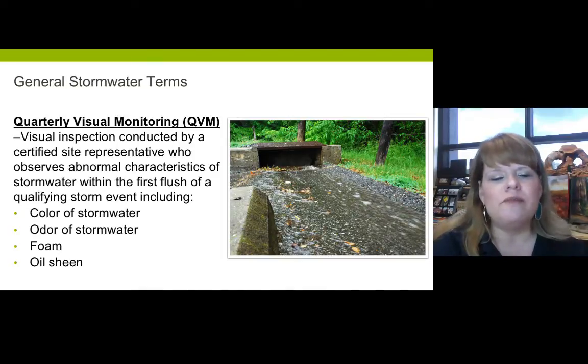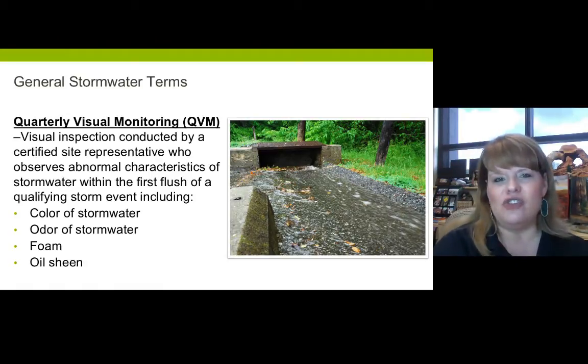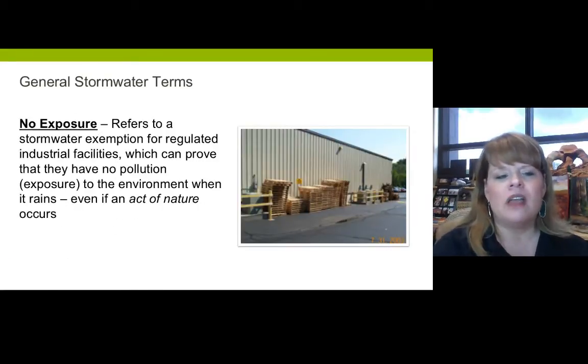things to look for. So who's qualified and certified to do this? Whoever's deemed in the Stormwater Pollution Prevention Plan, or SWPPP, as being the person who can recognize these. There's no special certification. You don't have to go to school for it or anything like that. It's just that you know your site and you know what the water should look like when it rains.